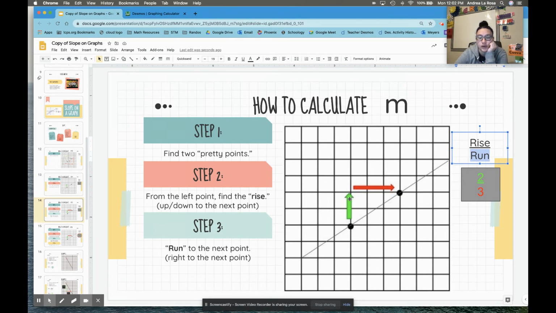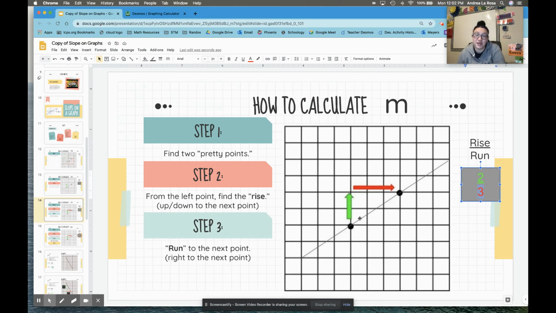So I see I went up 2 points. Then I'm going to run. I'm going to go to the right: 1, 2, 3 spaces. So I'm going to plug in 3 for my bottom number. My rise was 2. I went up 2. Then I ran 3. I went to the right 3 to get to my new point.